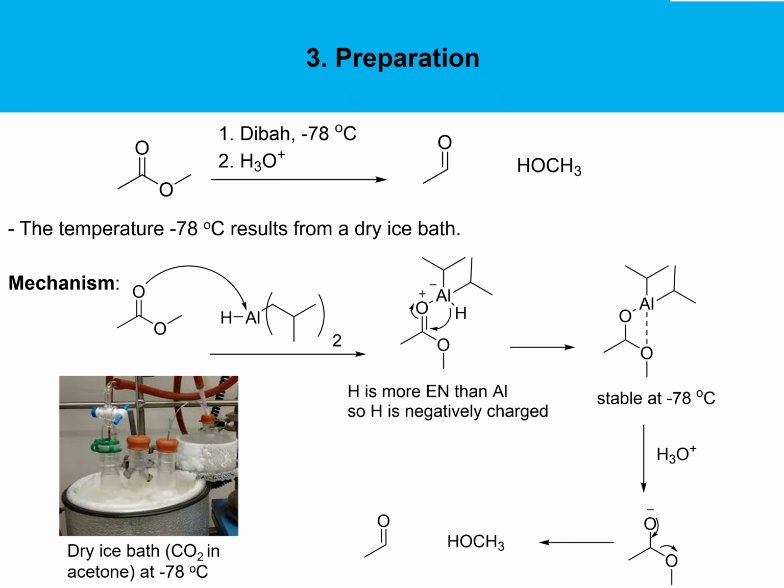DIBAL reduction of esters typically is done at fairly low temperatures. So one of the most common temperatures that we use is negative 78 degrees Celsius. Now you might wonder why negative 78 degrees Celsius. What is so special about that temperature? Well, it turns out it's not really that exact temperature that makes this reaction occur.